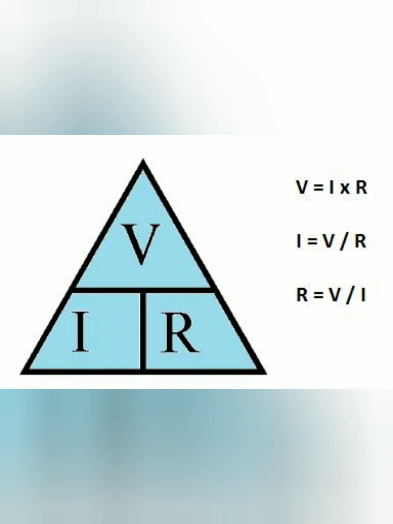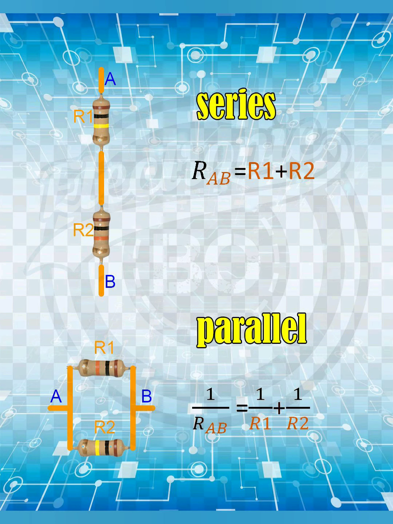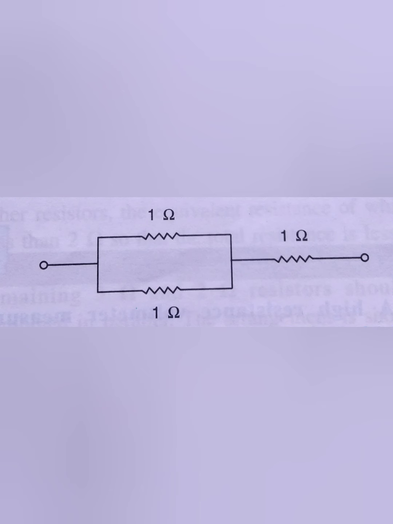Next topic of our discussion will be combination of resistors. In order to obtain desired resistance in a circuit, sometimes we have to connect two or more resistors together. They can be combined in three ways: one in series combination, another in parallel combination, and the third type can be both parallel and series.